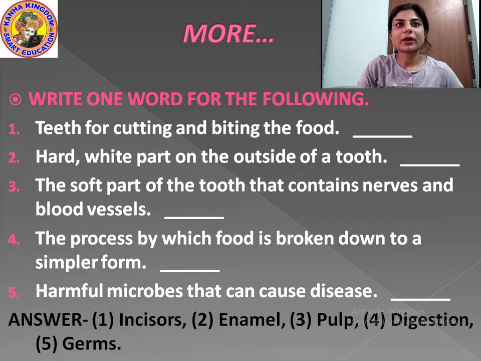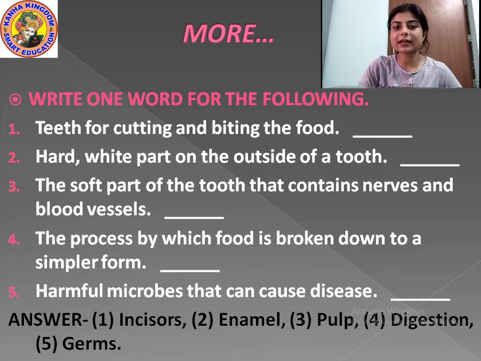So students, our next question is write one word for the following. You have to write one word for each of the following. Number 1, teeth for cutting and biting the food. The answer is incisors.